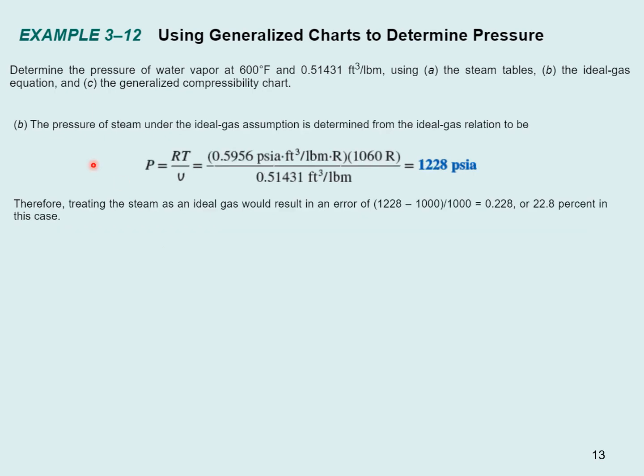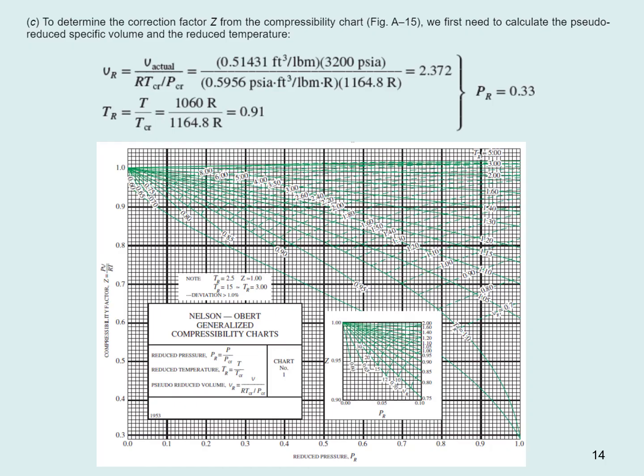So for part B, we can use the ideal gas equation to calculate the pressure. So P equals RT over V. R is given. T we have to convert to Rankine, remember. V is given. So we can calculate what the pressure is. It's 1,228 psia. If you compute the error, it's about 23%, which is significantly large.